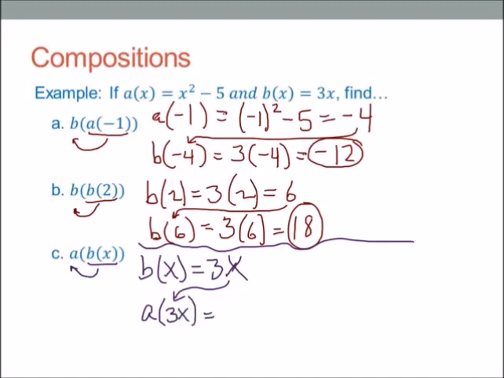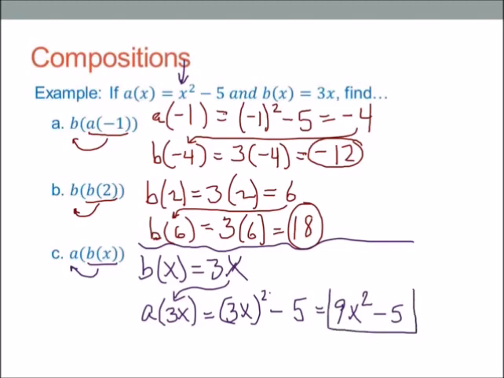And a of 3x, so I'm going to take the x out, that x right there. I'm going to take the x out, there's a hole, and I'm going to fill the hole with 3x. So I have 3x squared, the whole thing is squared, minus 5. So now I just simplify what I can. 3 squared is 9, x squared is just x squared, and then I have minus 5. I can't combine anything, there are no like terms, so that is my final answer.